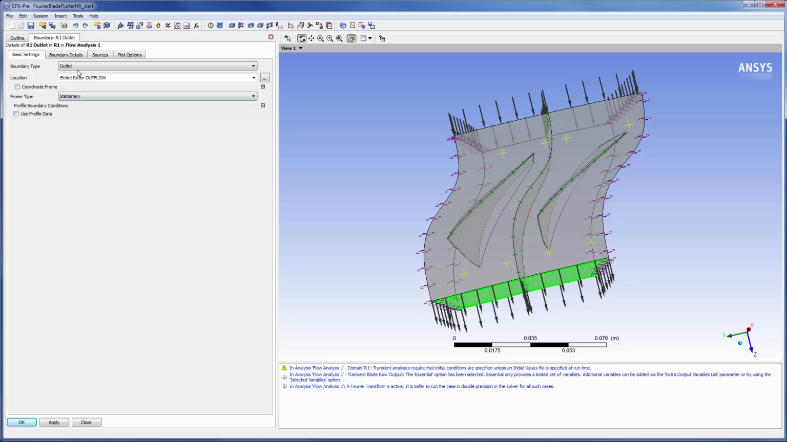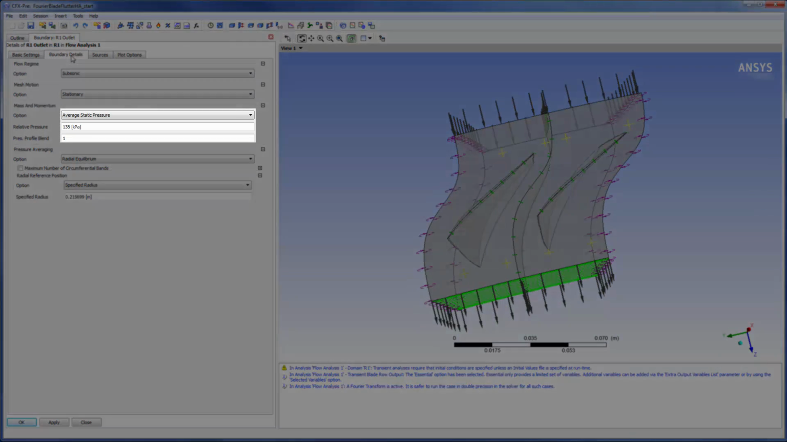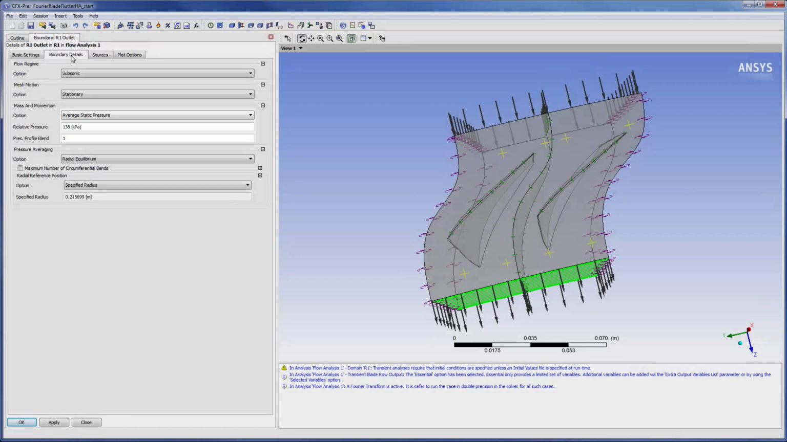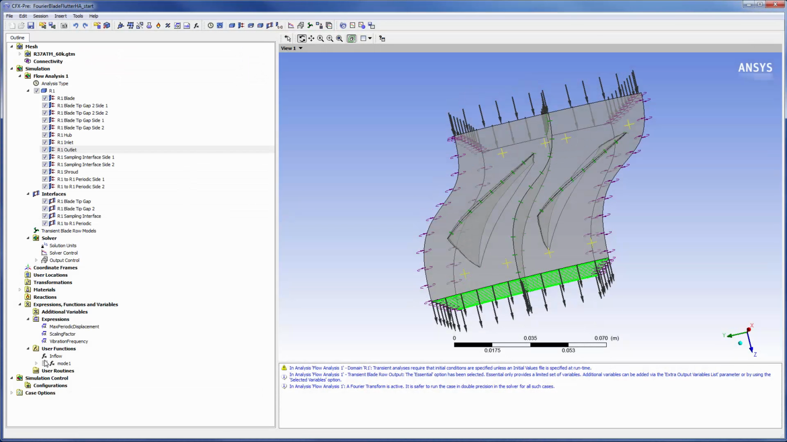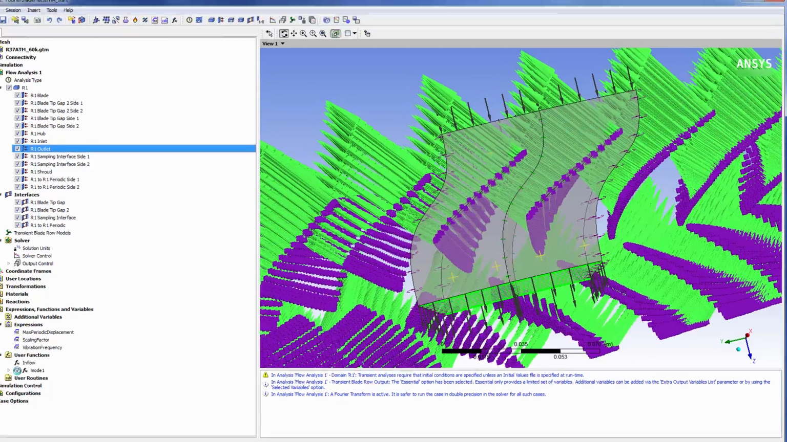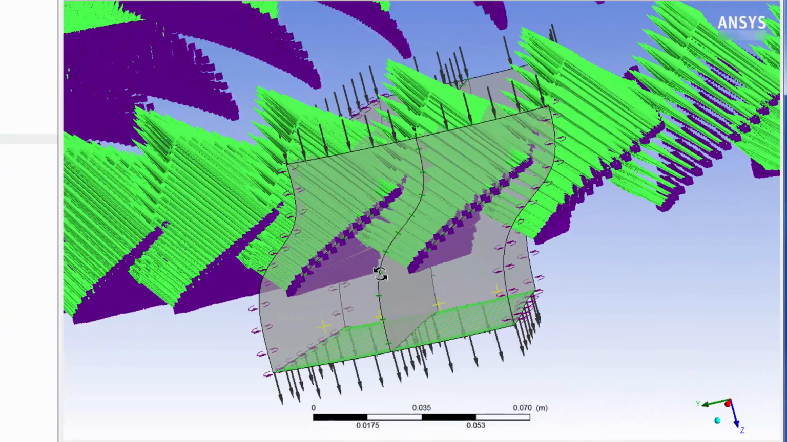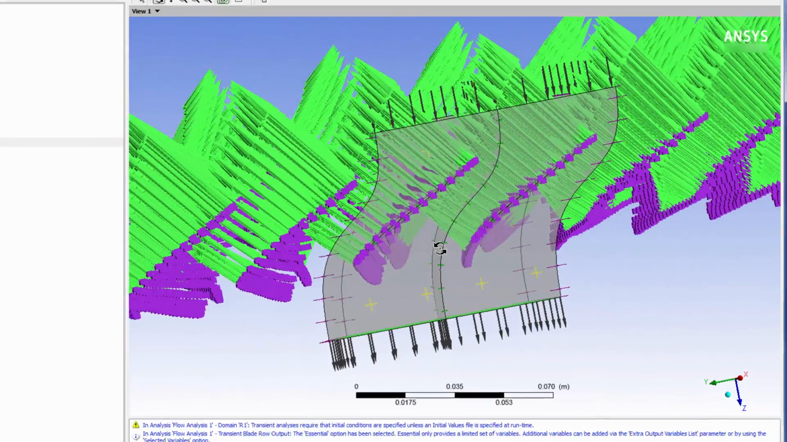The outlet boundary is described by an average static pressure of 138 kilopascals, which varies radially. The blade's vibrational motion is described by frequency and displacement mode shapes, which were prepared using ANSYS Mechanical.